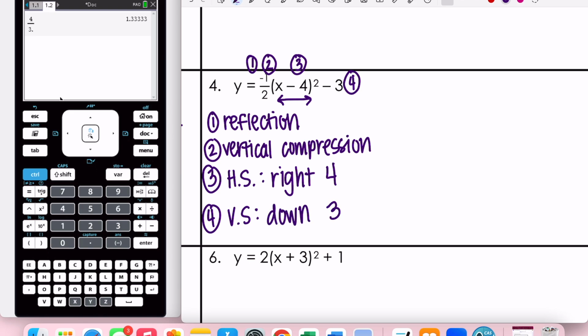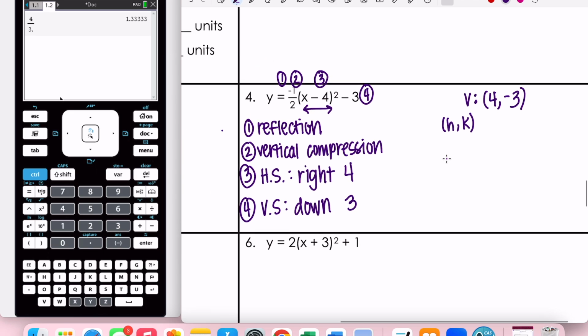Now, the last thing I want to check for is my vertex. Remember, your vertex is h, k. And we want to think, again, the opposite when we are identifying the value of h. So coming over to look inside the parentheses, I see here that I have x minus 4. Remember, your value for h is the opposite. So here, my h value is 4. The value for k is -3. Remember, there are no tricks here. And here, my coordinate is 4, -3 for my vertex. So these are the things that I am looking for when it comes to identifying the different parameter changes.